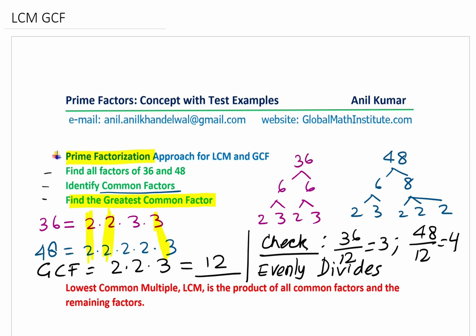And that is the key. A common factor will evenly divide all the numbers, and that is how you can check, right? So we have a definition here. Lowest common multiple, LCM, is the product of all common factors and the remaining factors. So that is how we can find LCM.